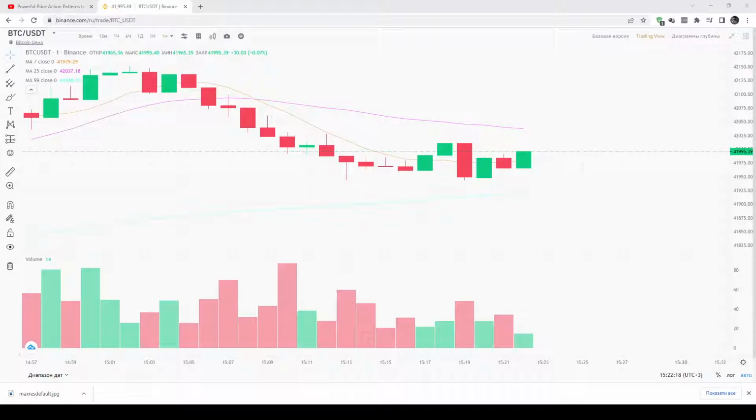Also make sure that the dark cloud cover pattern you are seeing is not a bearish engulfing candle. They are very similar in appearance. If the second candle closes below the previous candle's open, you have a bearish engulfing pattern, not a dark cloud cover formation. Here's an example.